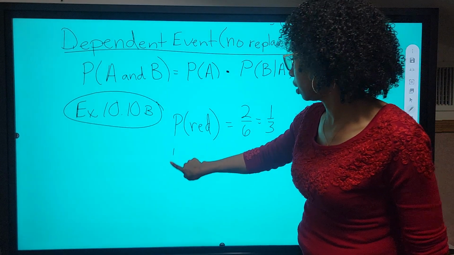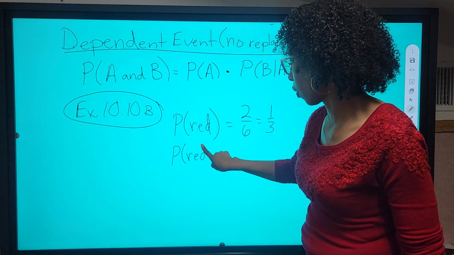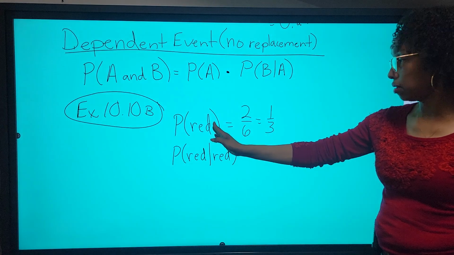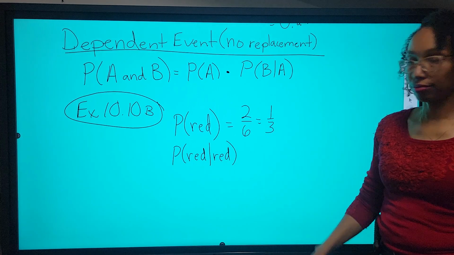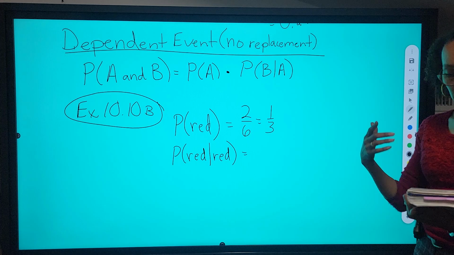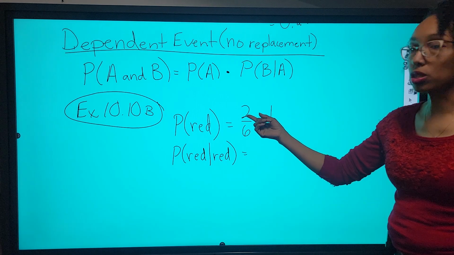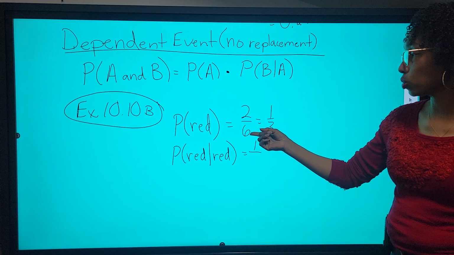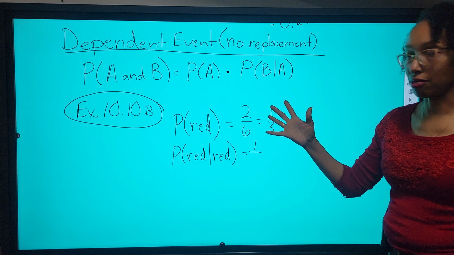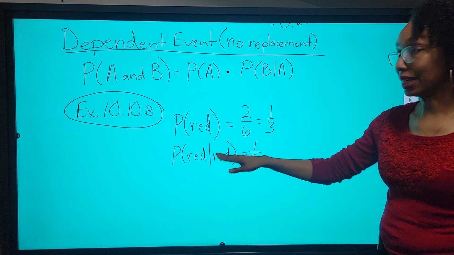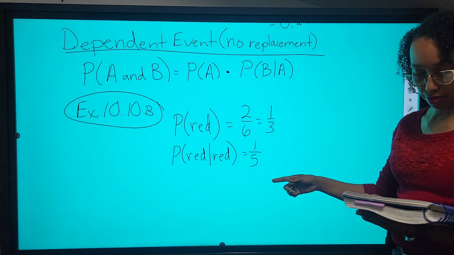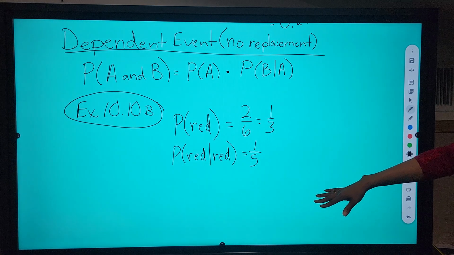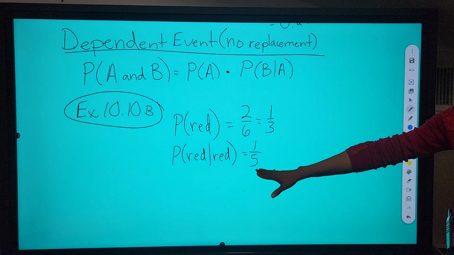Now, the probability of drawing a red after you've already drawn a red, they're using that straight line. Probability of red given you've already drawn a red. Well now, how many red marbles are left in the bag? If there were only 2 to start with, now you got 1 left. And you had 6 marbles total at the beginning, and now you only have 5. So the probability of drawing a red again is now 1 in 5. Okay? So we're going to put these 2 probabilities together to find out probability of doing this and this.